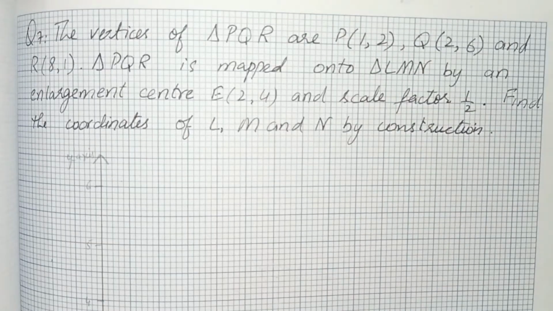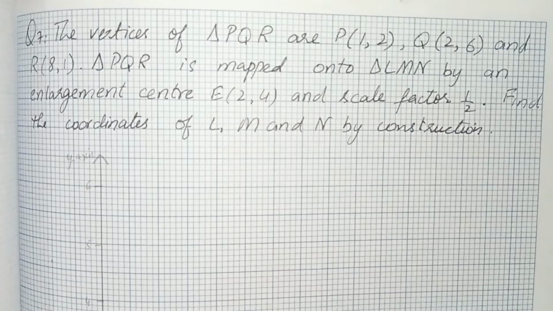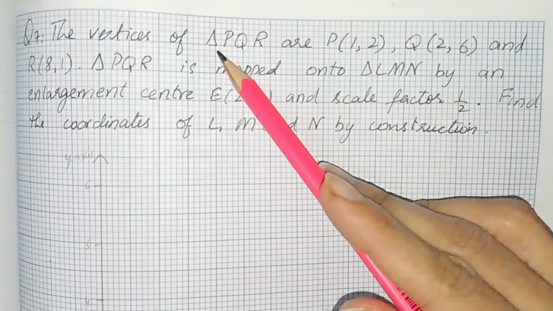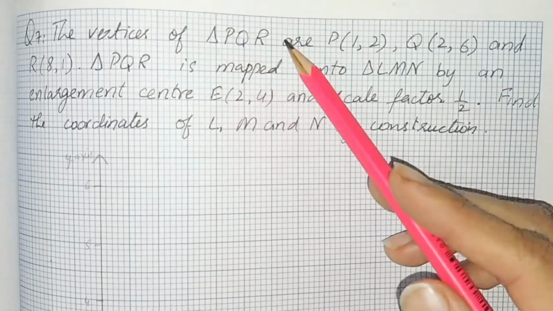Now students, question number 7. The vertices of triangle PQR are P, Q and R. Triangle PQR is mapped onto triangle LMN by an enlargement with center E (2, 4) and scale factor half. Find the coordinates of L, M and N by construction. Now we have to first draw the triangle PQR.